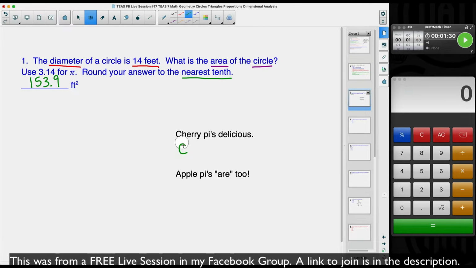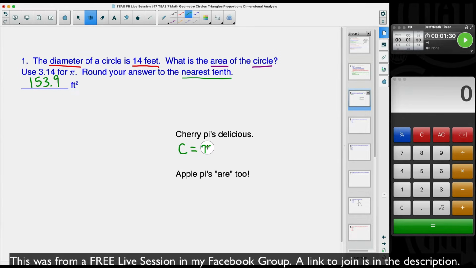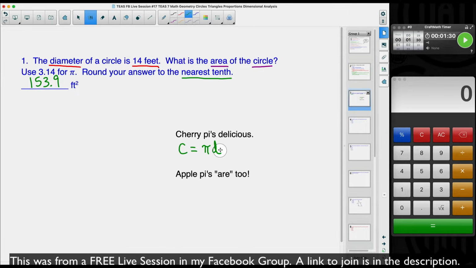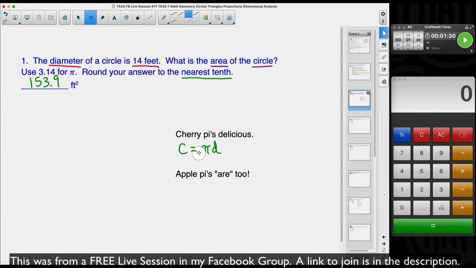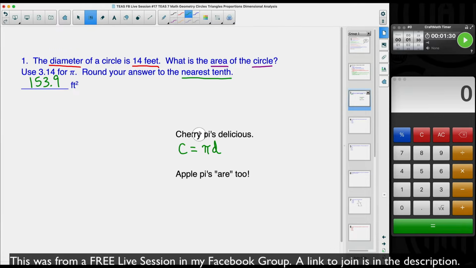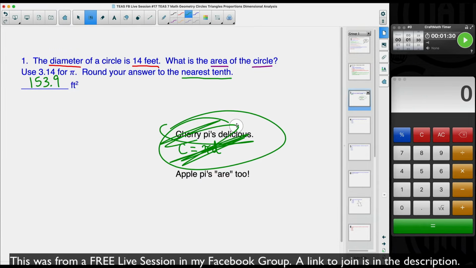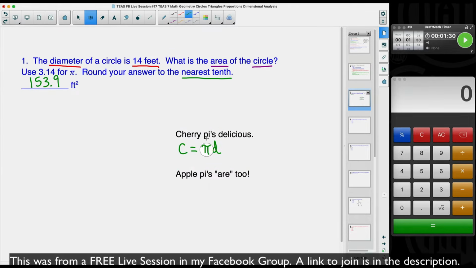Circumference, that's what that C stands for in cherry. Circumference is equal to pi, and the word delicious stands for the diameter. This is a way to help you remember the formula for circumference. There are other formulas for circumference, but I'm going to stick to this cherry pie thing. Now, we don't need that for this problem, but I wanted to go ahead and share it with you anyway. We might use it in a minute.